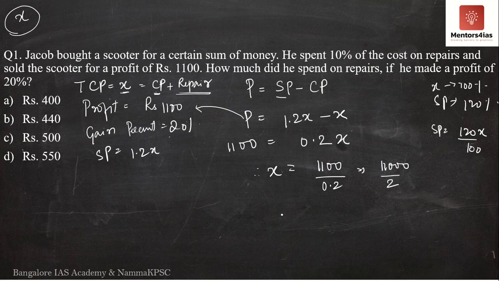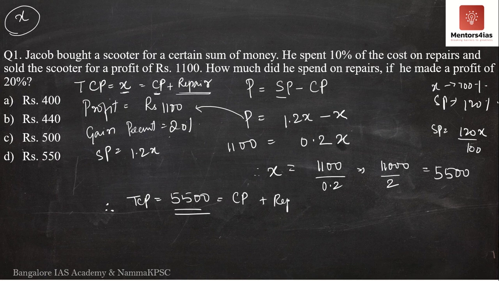or 11,000 by 2. What is 11,000 by 2? Nothing but 5,500. Therefore, the total cost price is what? It is 5,500. Now, this 5,500 is equal to cost price plus the repair.